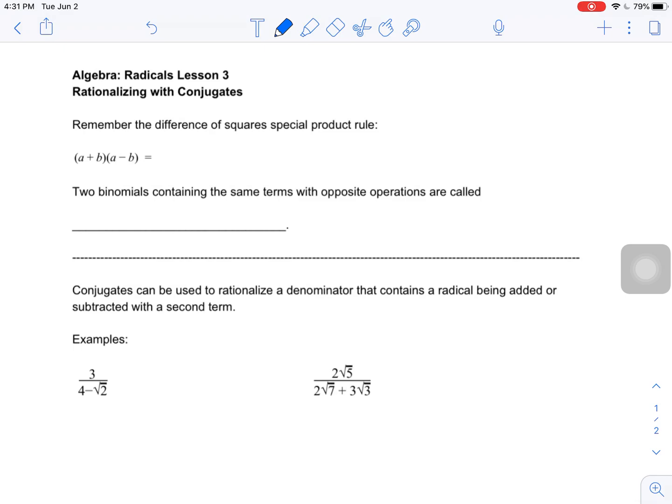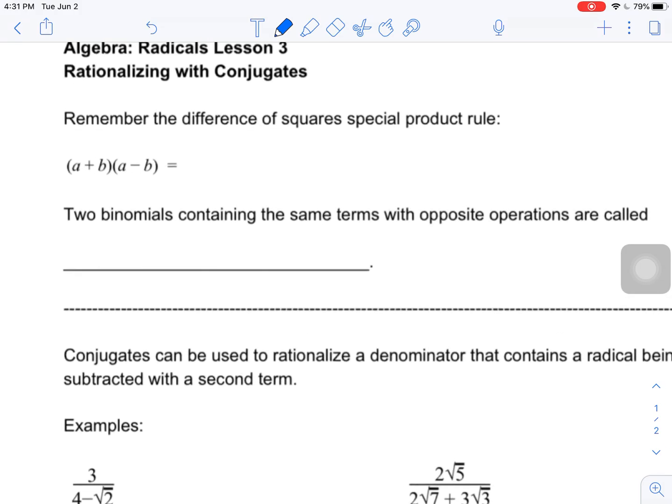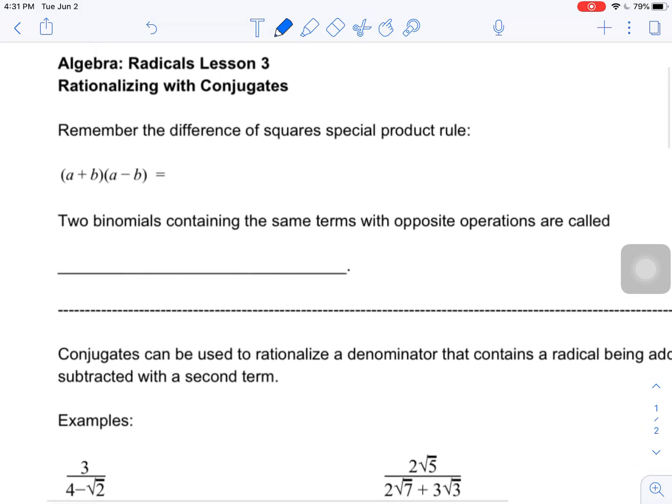How we do that is going to involve using something that we talked about from our quadratics, and that is the difference of squares rule. So we need to review what that rule is if we're going to use it. The difference of squares lets us take two binomials that have the same terms, but one we're adding and one we're subtracting, so it would look like this.